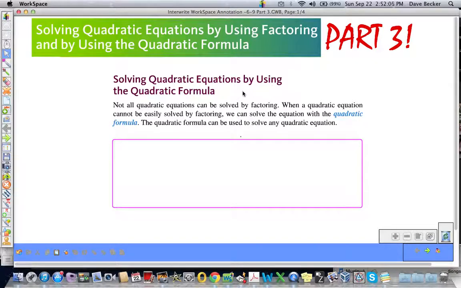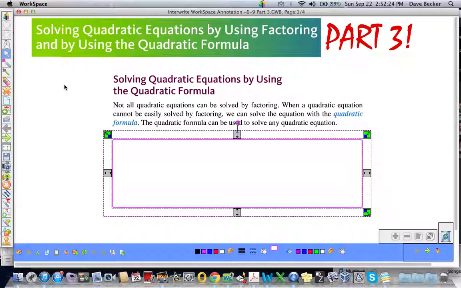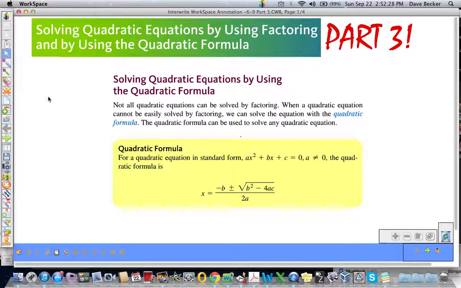generally when we are unable to factor a quadratic, because usually that's the easiest way to solve a quadratic is by factoring. Now, the quadratic formula will work on any quadratic. We can always use it. It is our go-to method to solve a quadratic equation if we get stuck.